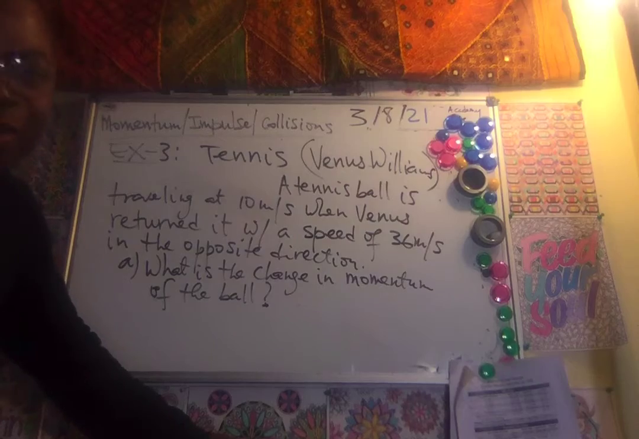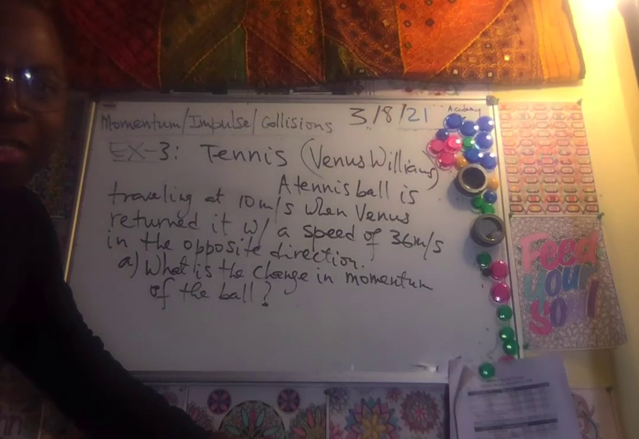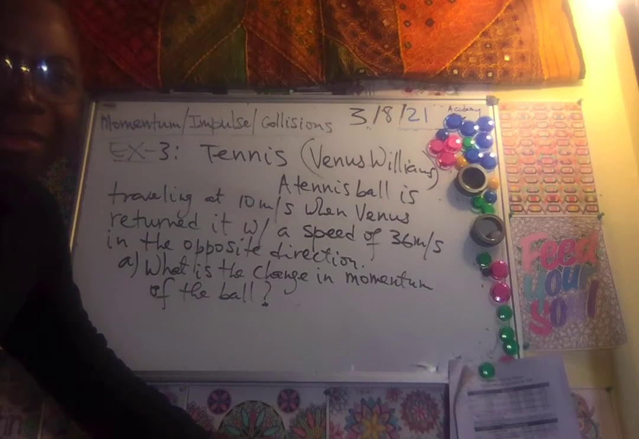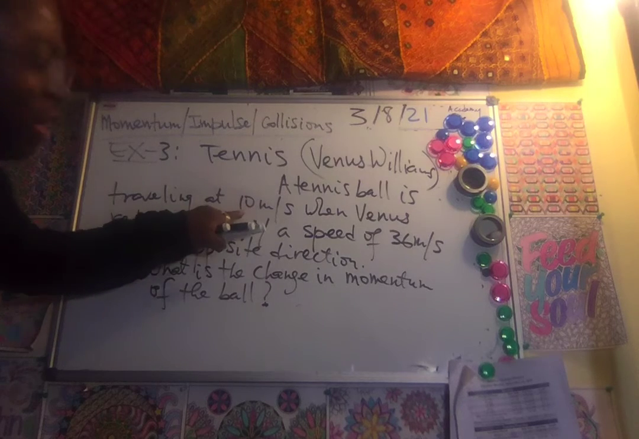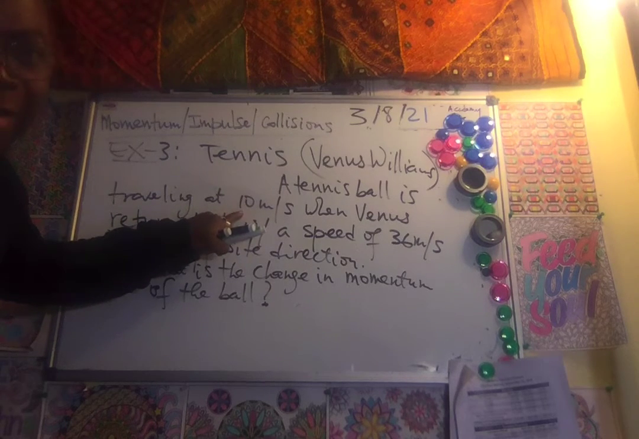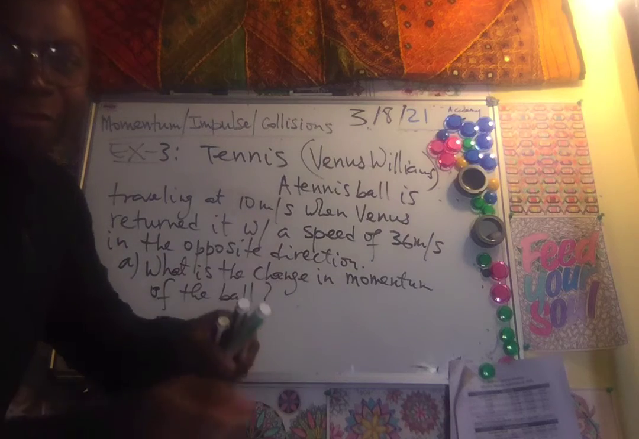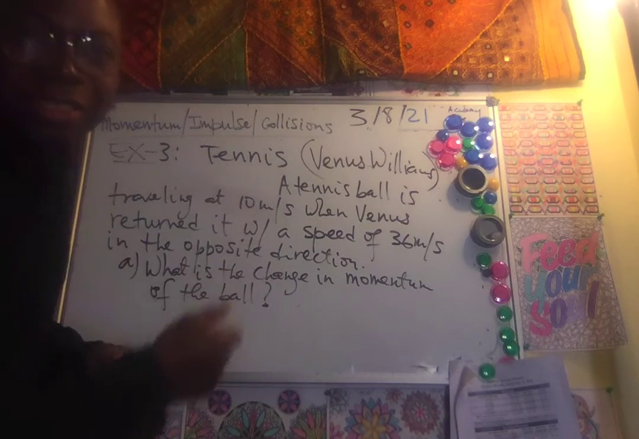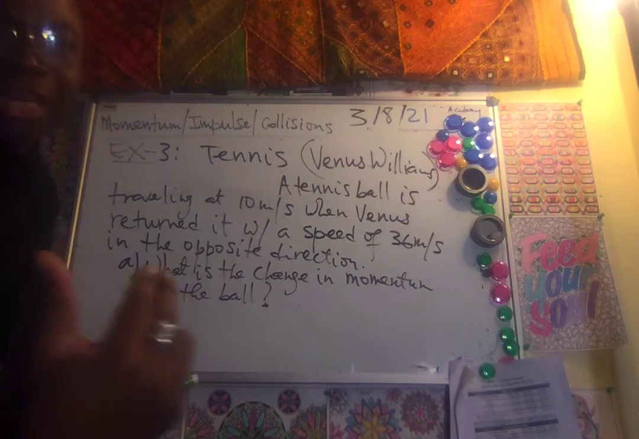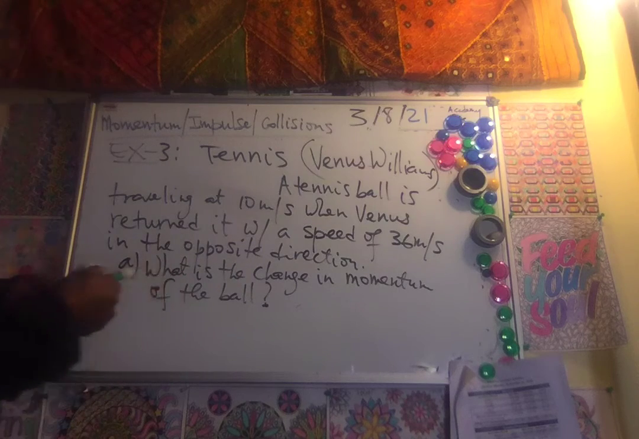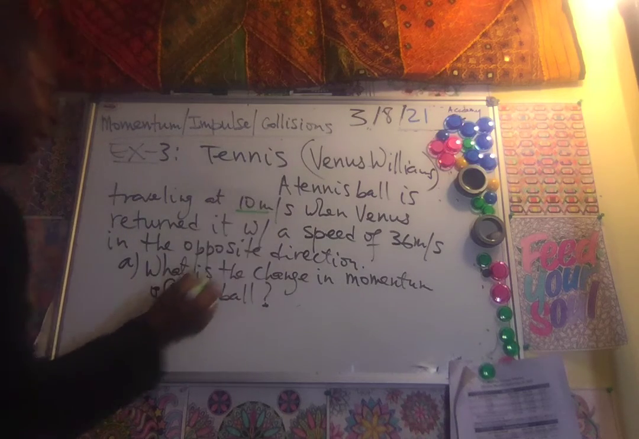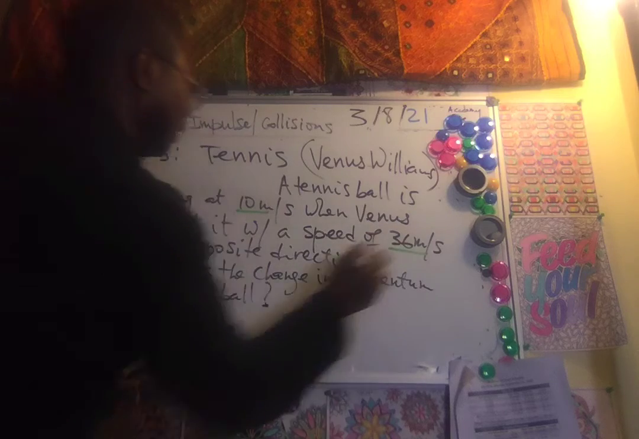So let's say Serena and Venus are playing, and Serena sent the ball at 10 meters per second to Venus, and Venus just smacked it at 36 meters per second. So the ball changed direction. So 10 meters per second, 36 meters per second.